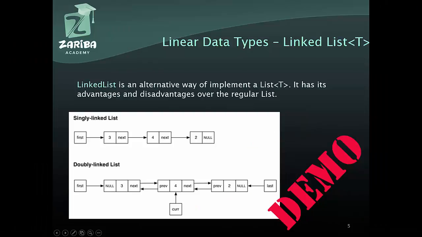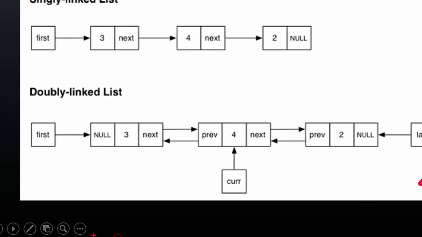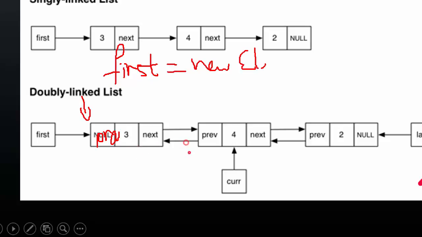What happens if at any point we have to add an element at the first place? We just switch this null to prev, and then we create a new element, and then we just have to say first equals new element, right? How long is that going to take for our original list with the arrays?